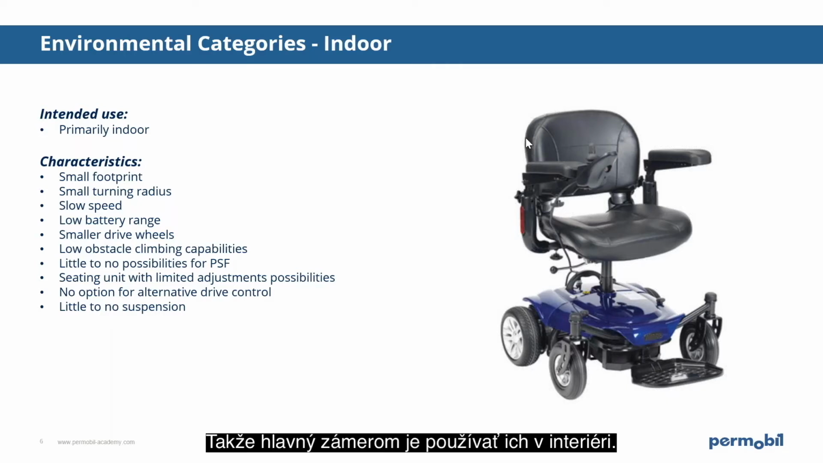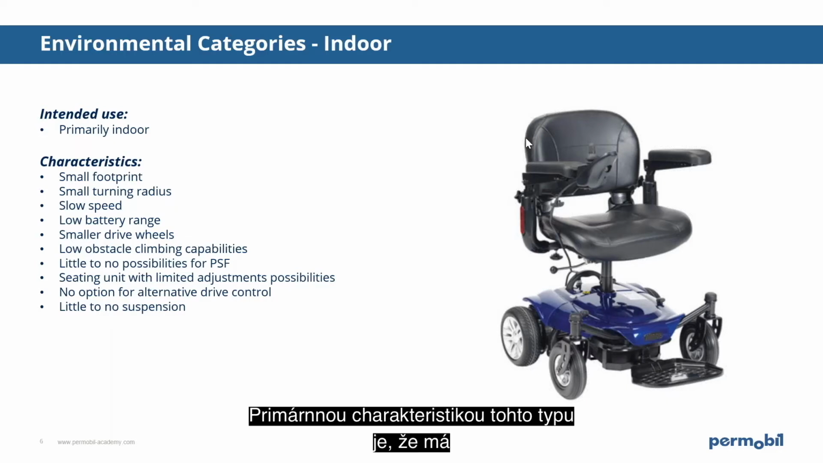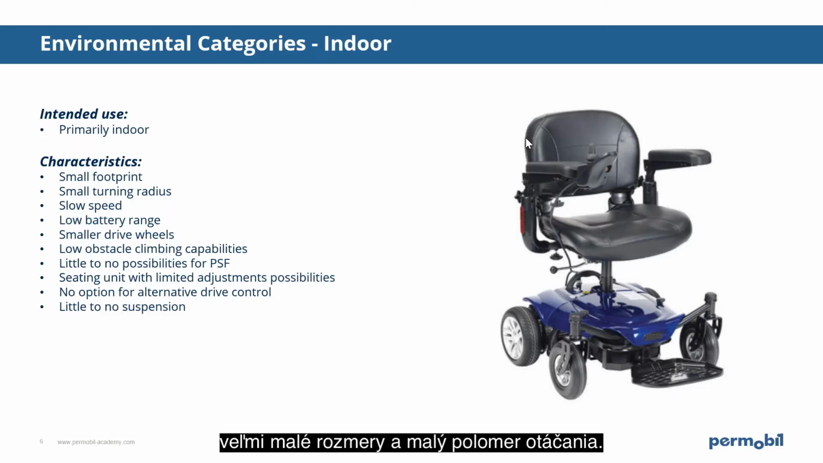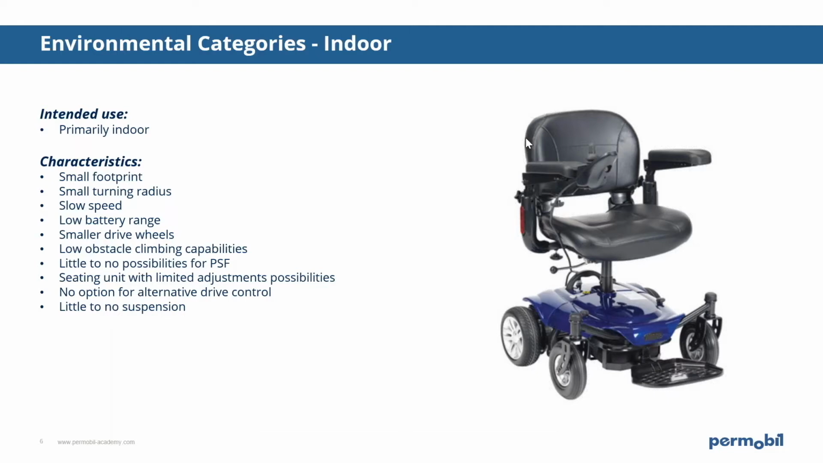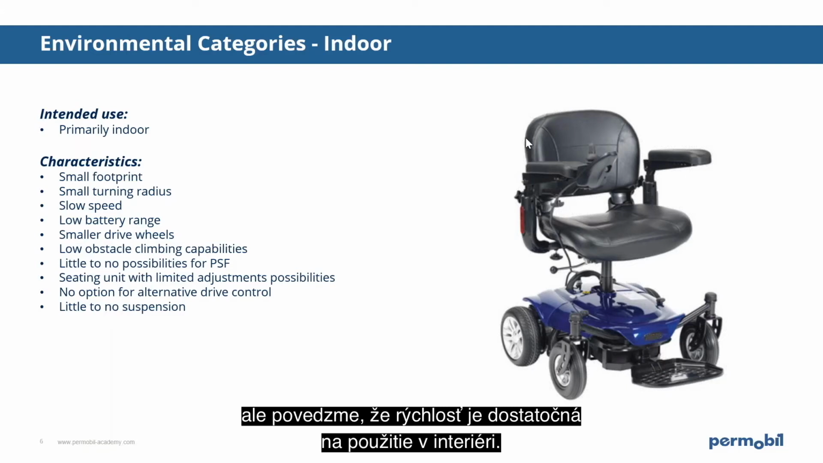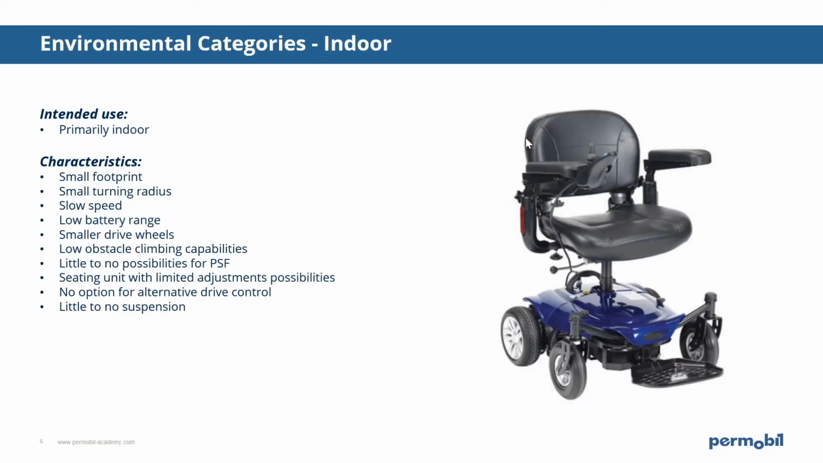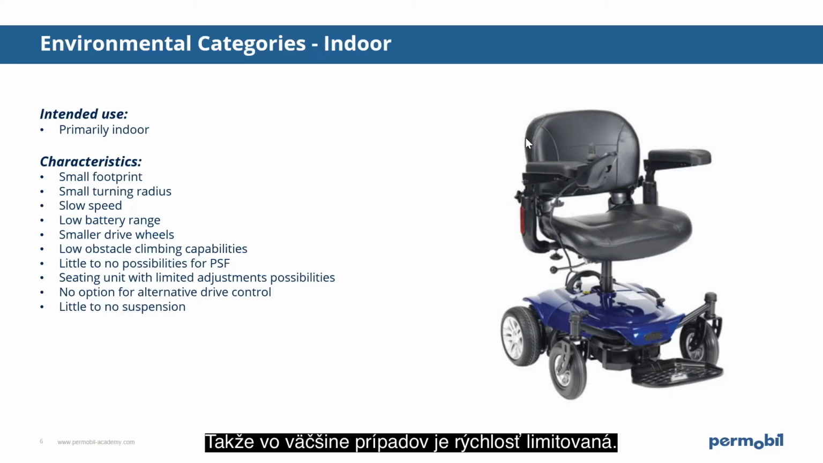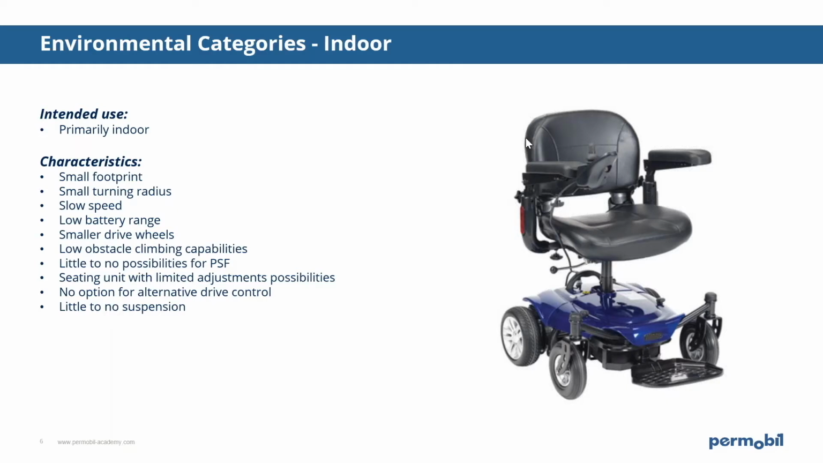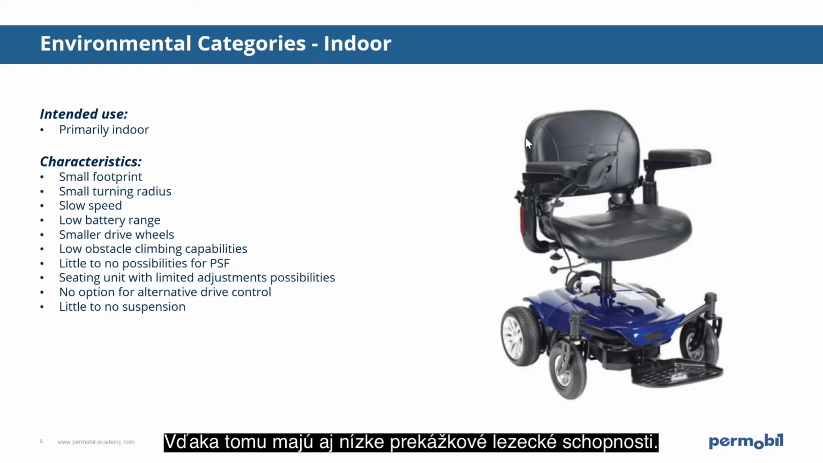So the intended use is primarily indoors. The characteristics of this type of device are that they have a very small footprint and also a very small turning radius. They mostly have a very slow speed, but fast enough to use indoors. The battery range, when you only use it indoors, you don't need to have a battery range of 35 kilometers. So the battery range is mostly limited, enabling this compact design. They mostly have smaller drive wheels, and due to this, they also have low obstacle climbing capabilities. So it's quite difficult to conquer a threshold with this type of device.